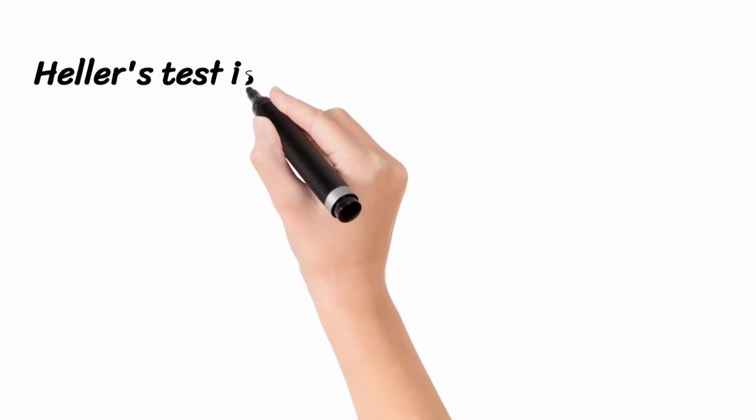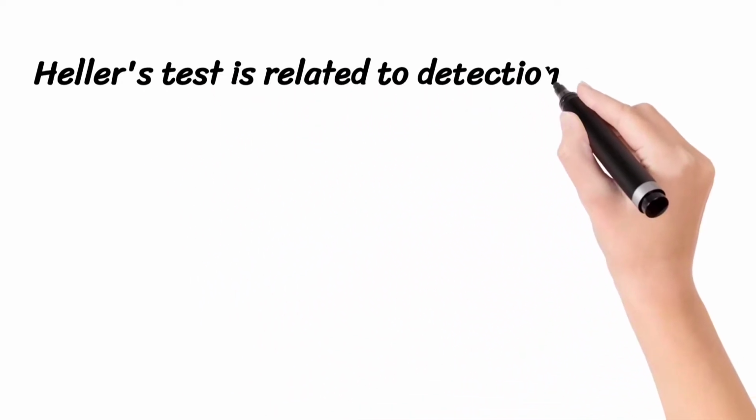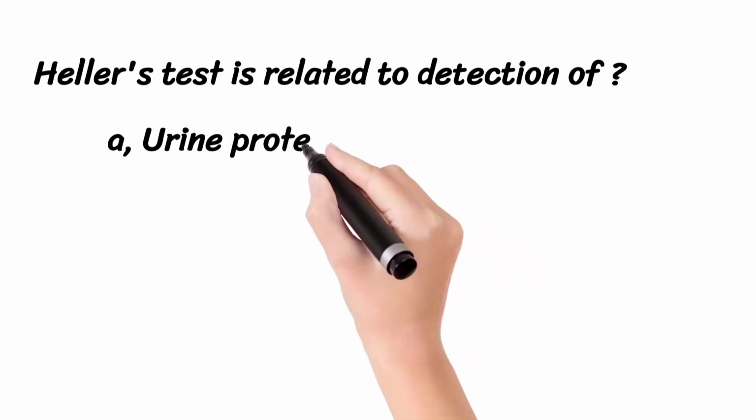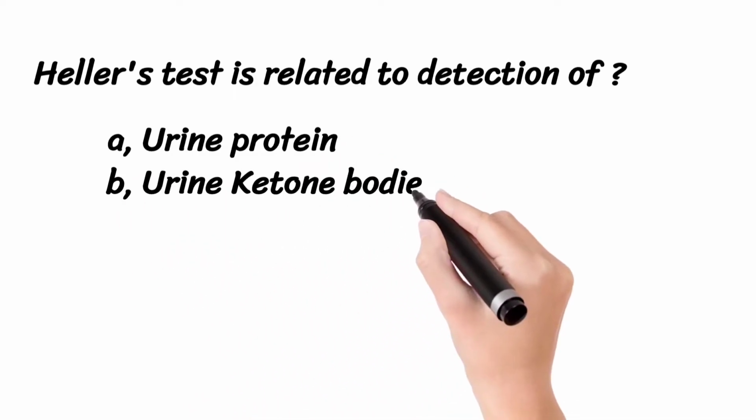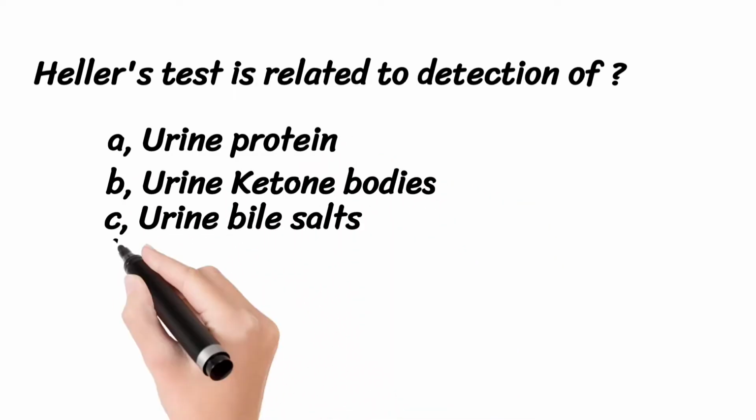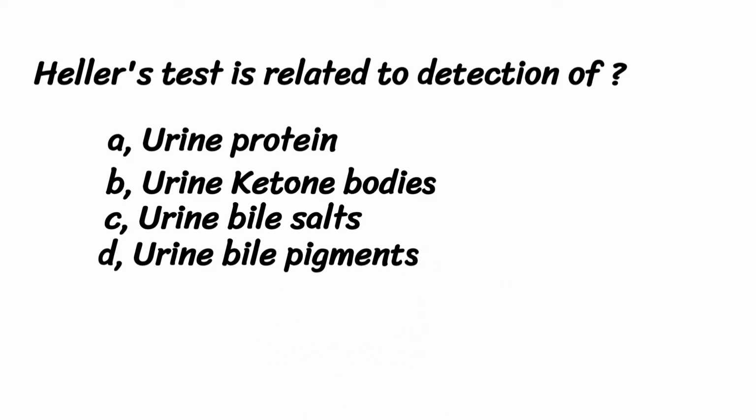The Heller's test is related to detection of: options A. Urine protein, B. Urine ketone bodies, C. Urine bile salts, D. Urine bile pigments. The answer is option A. Urine protein. Heller's test is a biochemical test performed to detect proteins in biological fluids including urine.